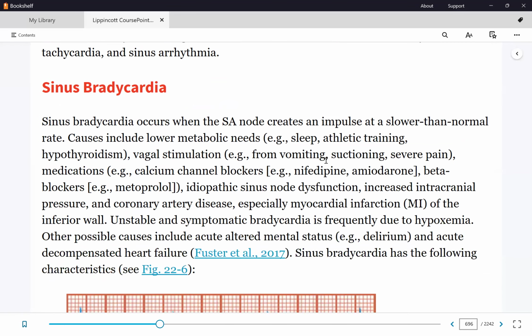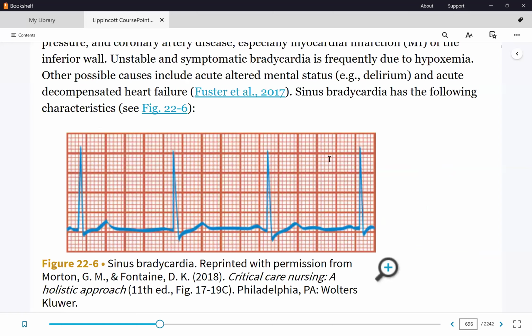So sinus bradycardia, heart rate's less than 60, but all other measurements are completely normal. PR interval's okay, P wave looks normal, so is the QRS, so is the ST, so is the T wave. What's the only thing wrong here? The rate, only the rate. So what does it look like? That's what it looks like. Question number 1. Question number 2, what causes it?